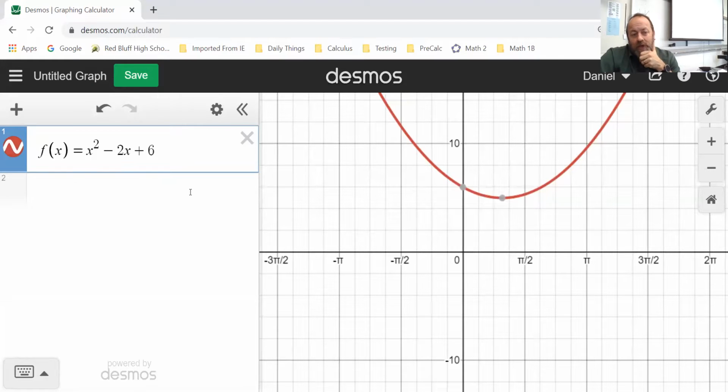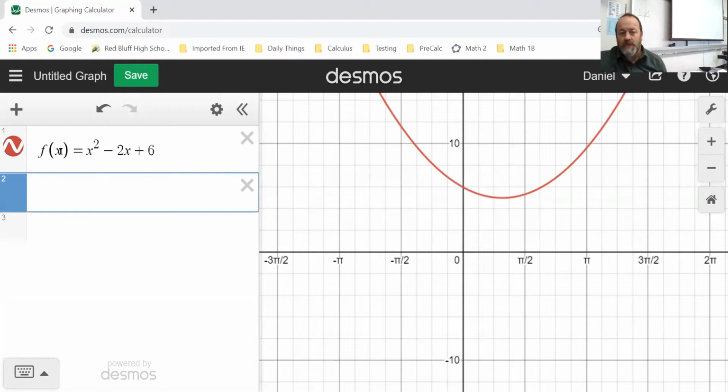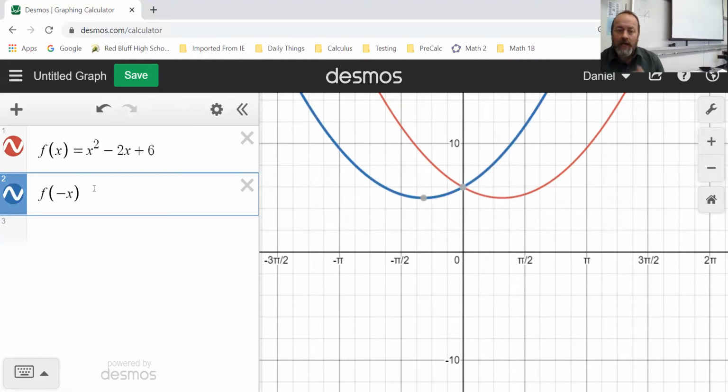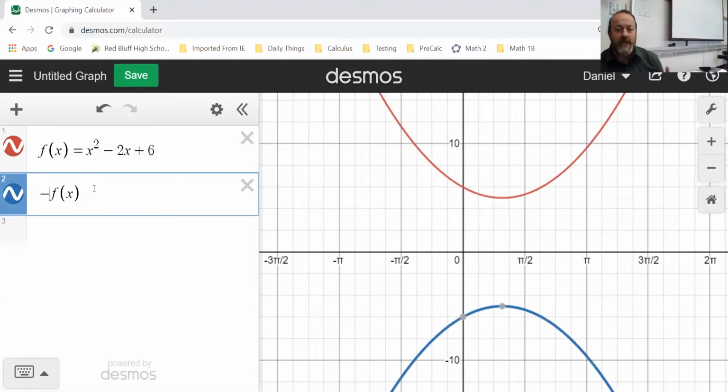So if a function is even, so notice that I have f of x sitting right here. If it was even, if I replaced x with negative x, I should get the same exact graph. You'll notice that I didn't. Or if I put the negative to the outside, it should be the same. And that clearly is not the case either.